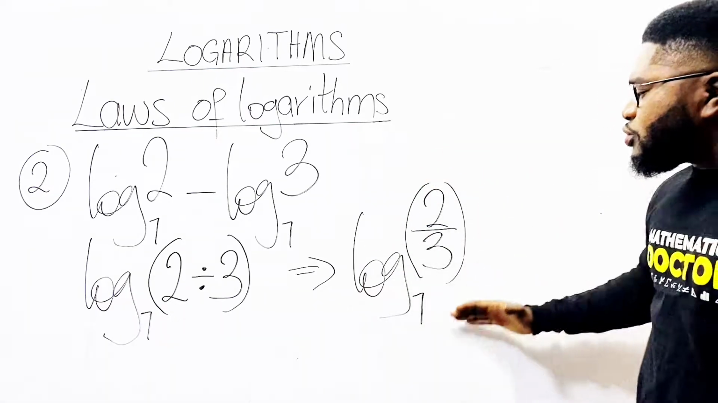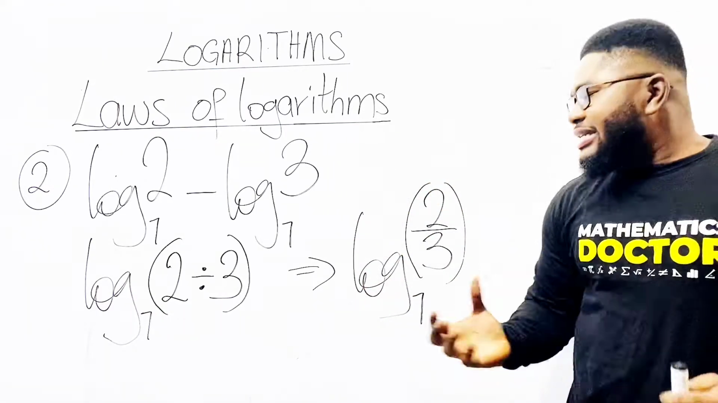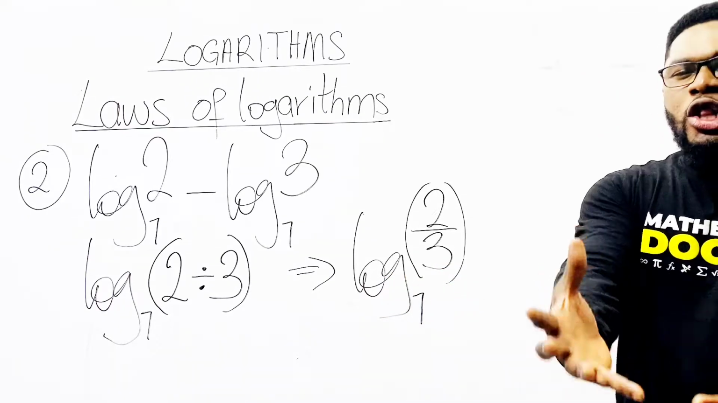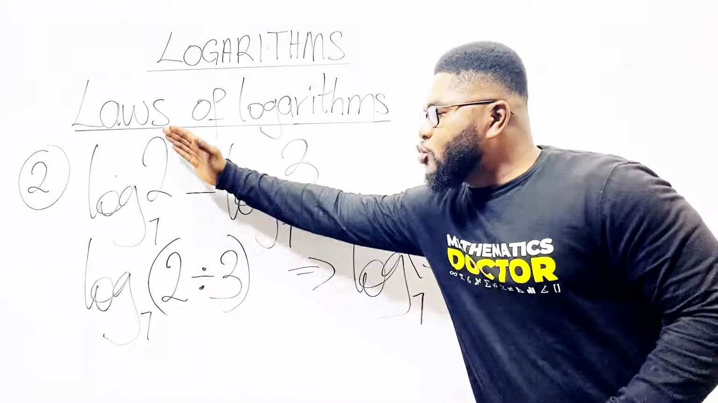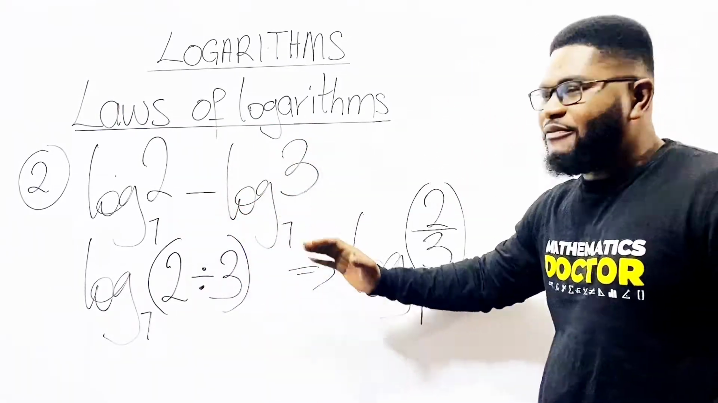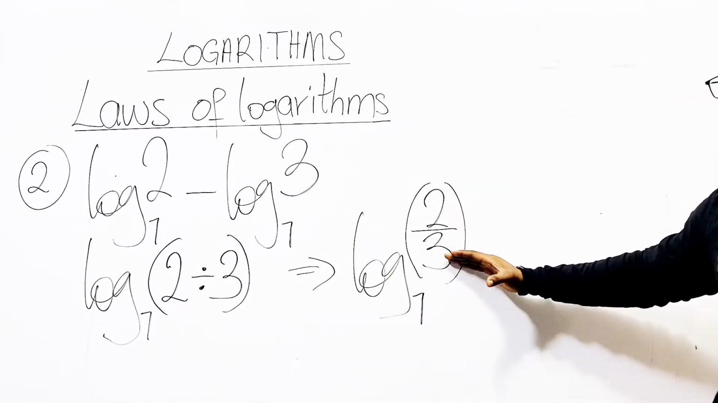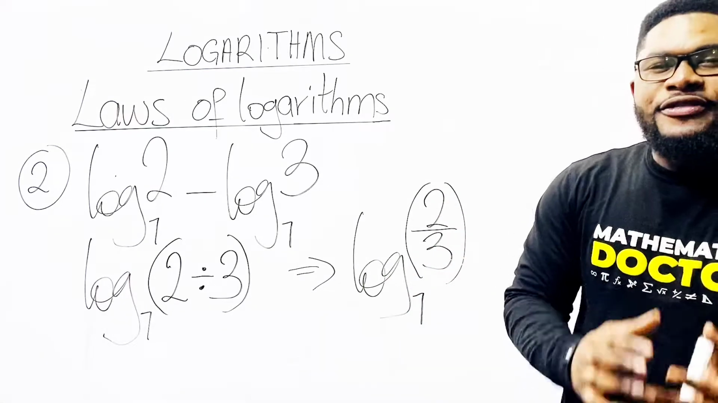Now, someone can choose to convert this into a decimal. But as I said, since this cannot give me a whole number, why don't you prefer to leave your answer in a single logarithm? So the value for log 2 base 7 minus log 3 base 7, with the help of the second law, will give us log 2 divided by 3 base 7. Let us take a look at the third law of logarithm.